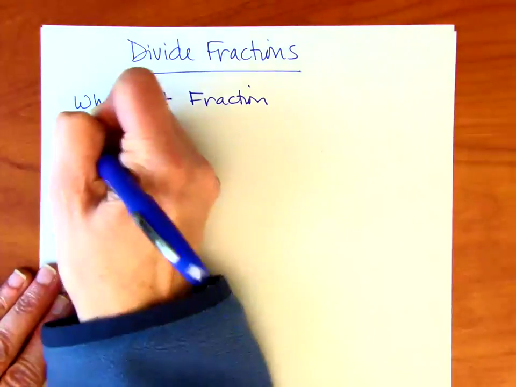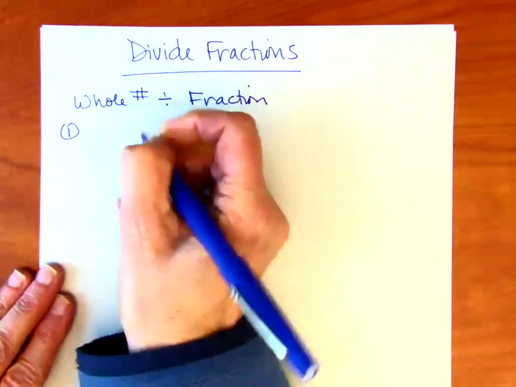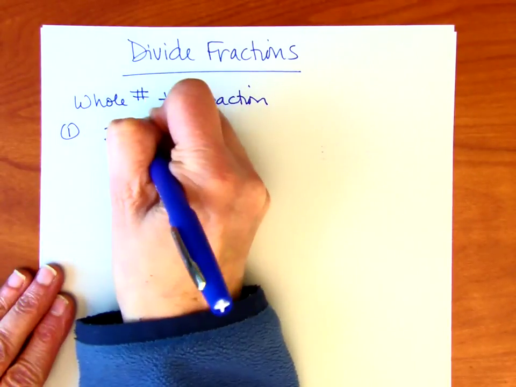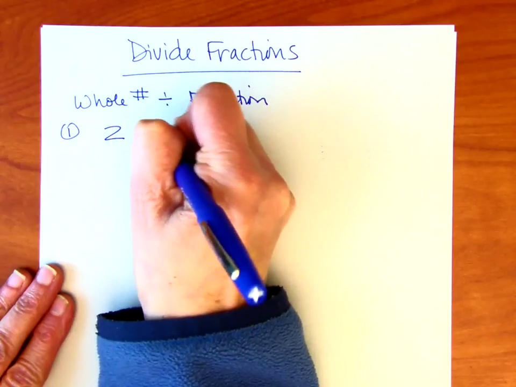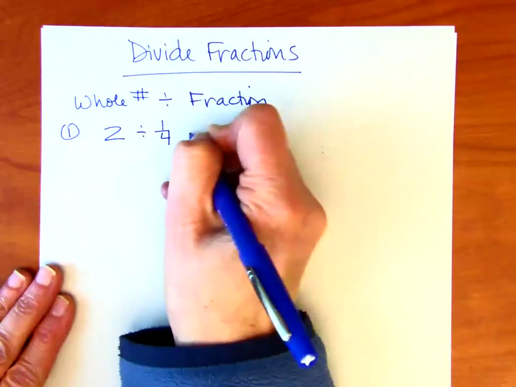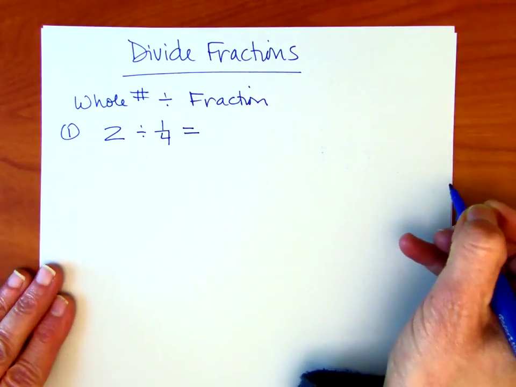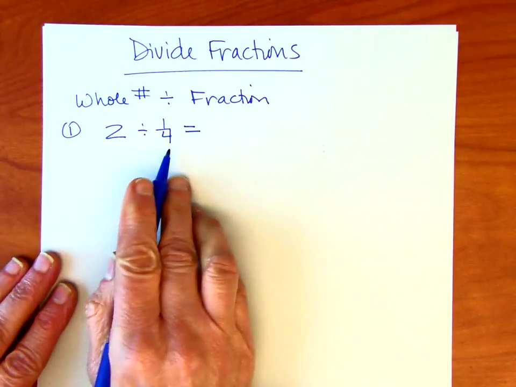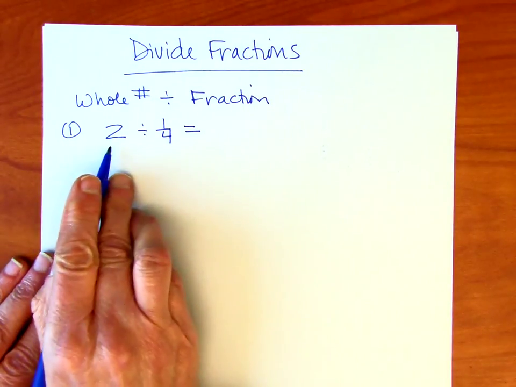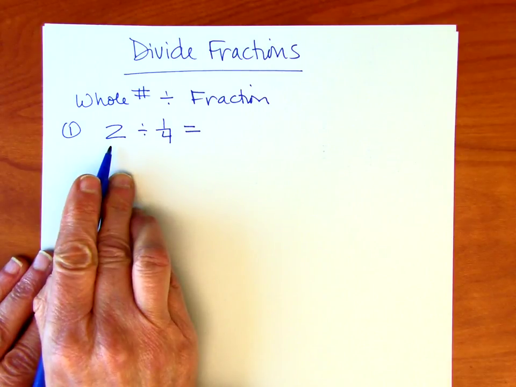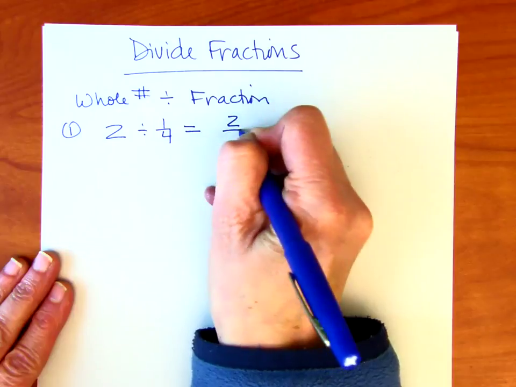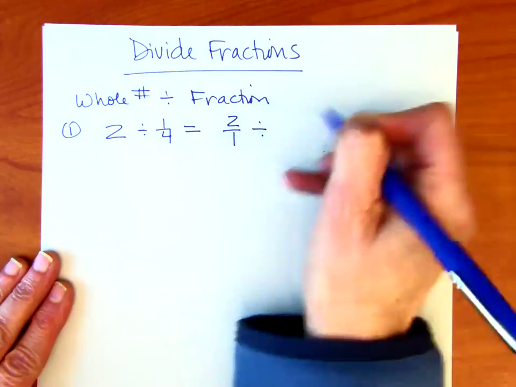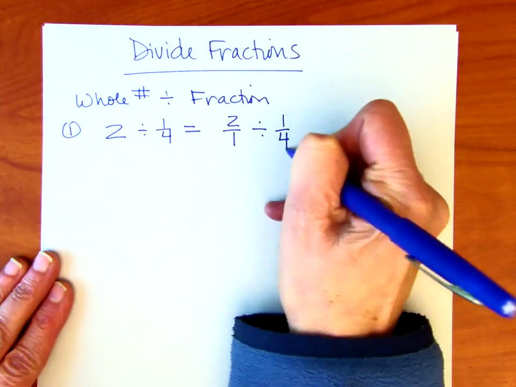Okay, so for number 1, let's say we have 2 and we want to divide that by 1/4, or into 1/4 pieces. Before we can do the division, basically we want to convert this whole number into an improper fraction. So that's going to be 2 over 1, and then we've got divided by 1/4.